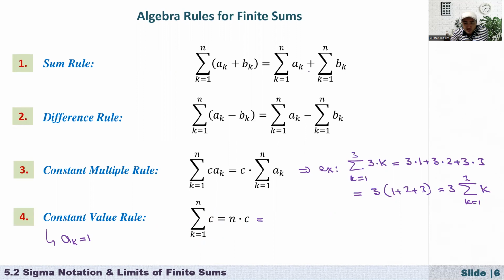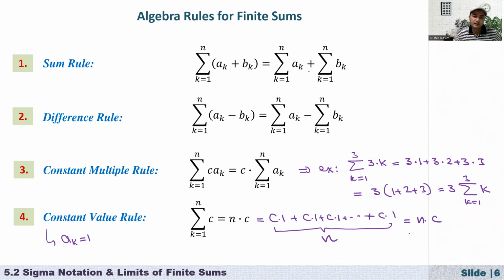And that's why when we write this in long notation, we have c times 1 plus, when k is equal to 2, again c times 1. When k is equal to 3, again c times 1, and so on, and the last one will be c again times 1. And how many terms do we have here? We have n terms here. And that's why the sum is equal to n times c.